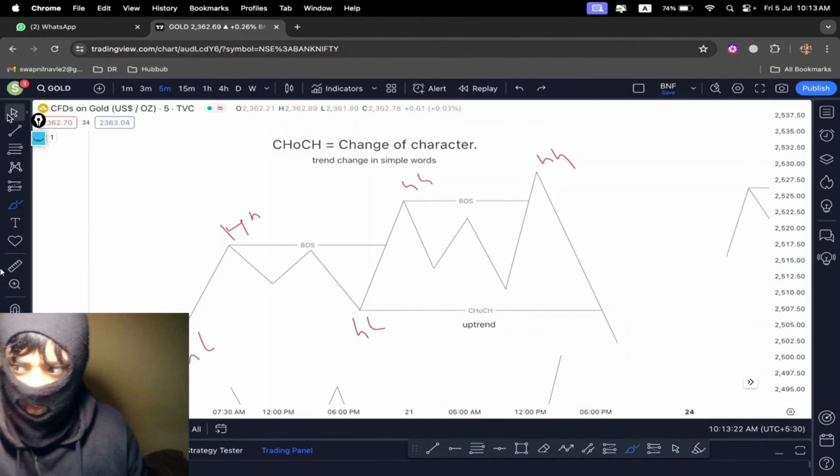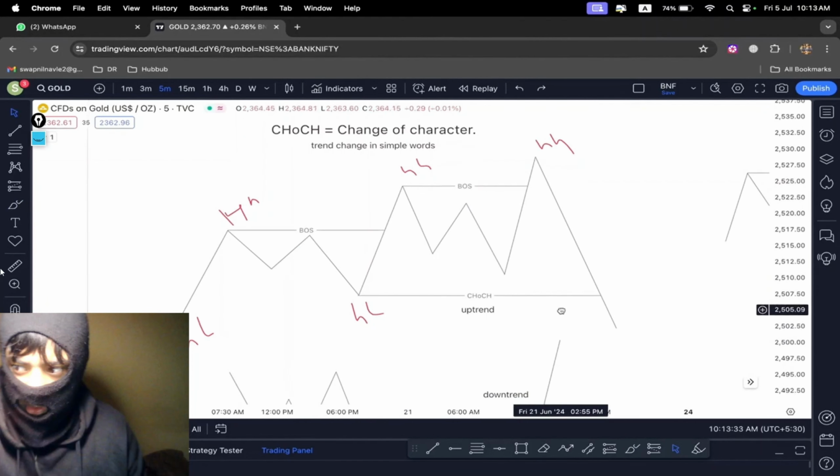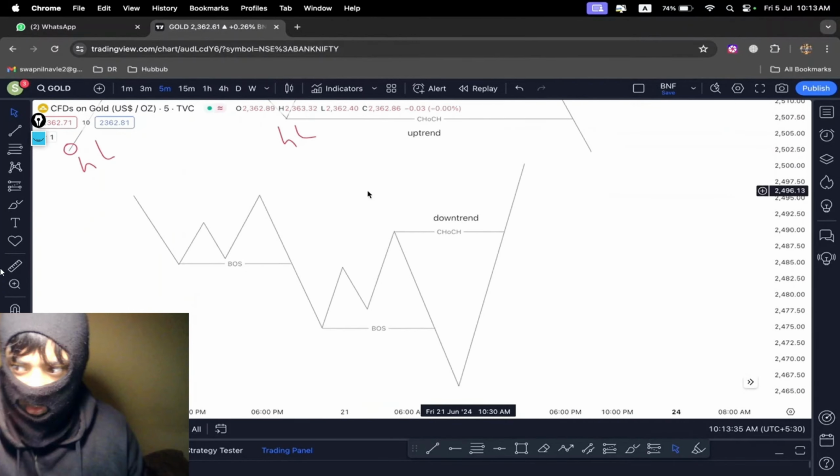Okay? So, I hope you understand. Simply, it's a higher high and a higher low. So, when the market breaks its higher low, its trend will have changed. This is how we consider it in an uptrend. Now, let's understand how it works in a downtrend.